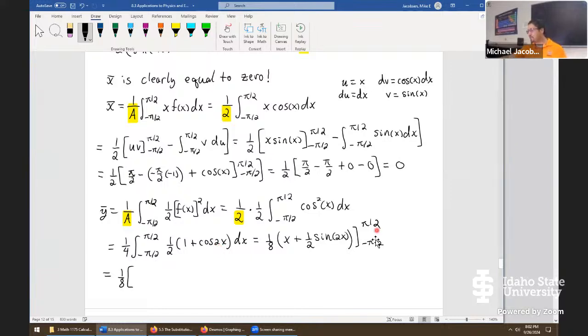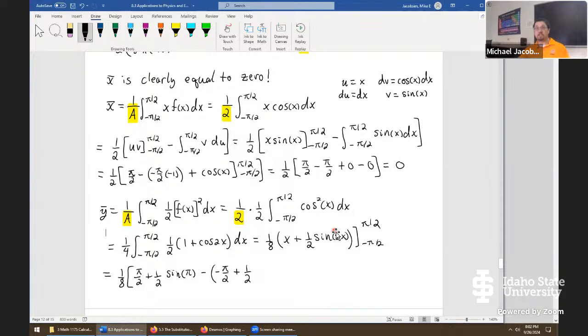1/8 times, first pi over 2 goes in. Pi over 2 plus 1/2 sine of... You put pi over 2 here, it's double pi over 2 for sine pi. That's kind of nice because sine at pi is exactly 0. So this is helping us out. Minus, do it all over again at negative pi over 2. So another negative. Kind of hate those double negatives. Plus a 1/2.